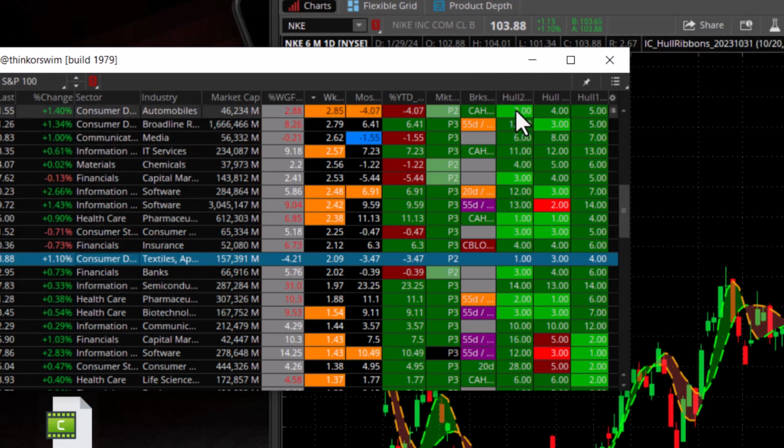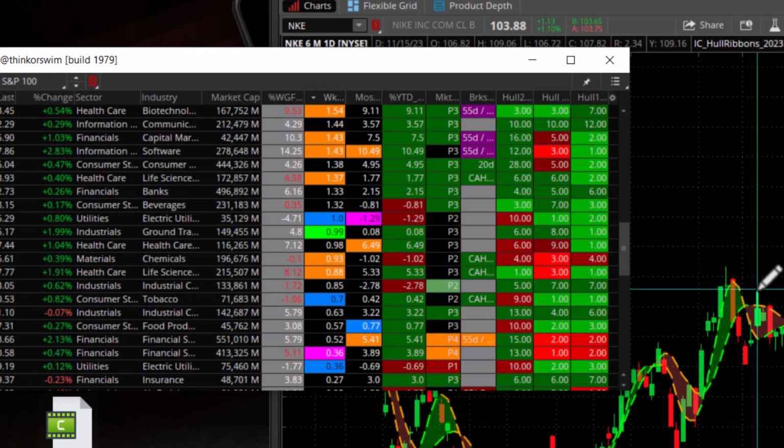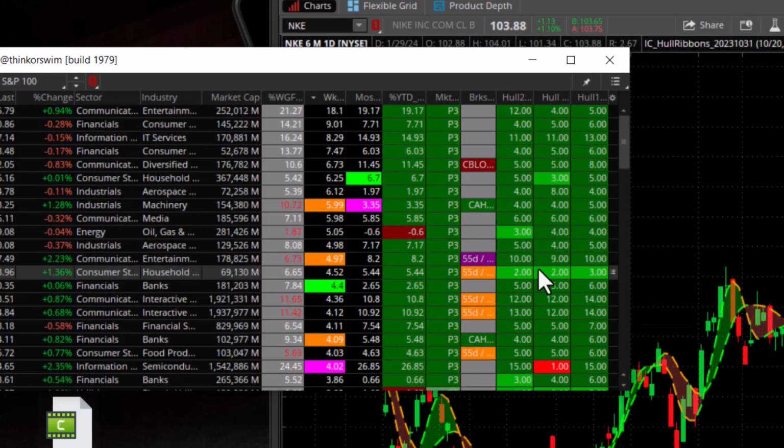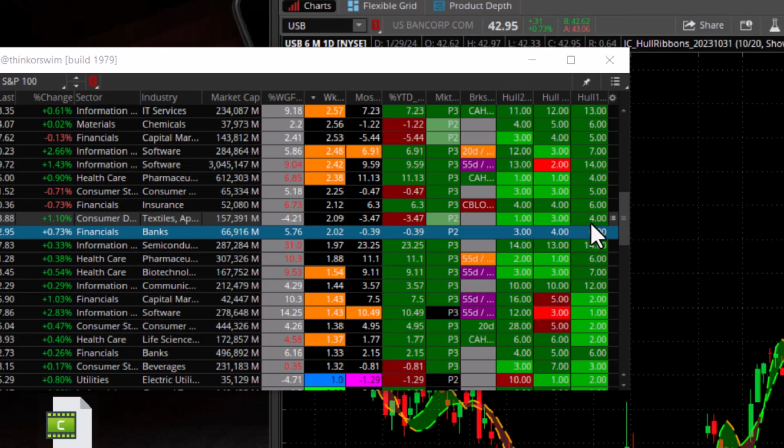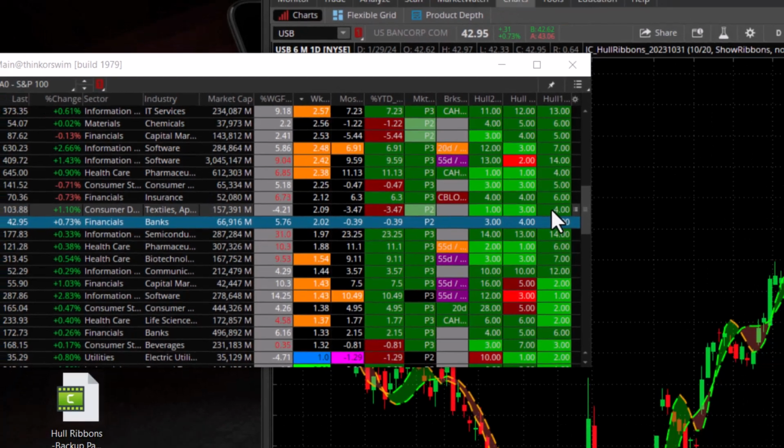You've got your greens, which means that the moving average is now moving up, and if it's red, it means that the moving average is going down. So in the case of Nike, we can see that the Hull 10 has been in a bullish posture for the last 4 days. It's been 3 days since we've had a bullish posture on the ribbon, and it's only just recently changed to a bullish posture on the Hull 20. So let's look at the chart.